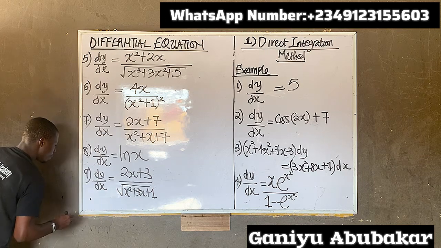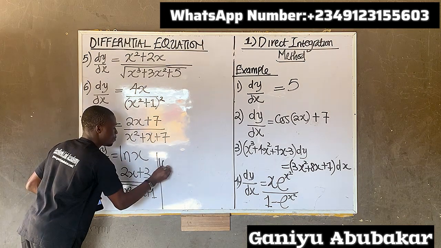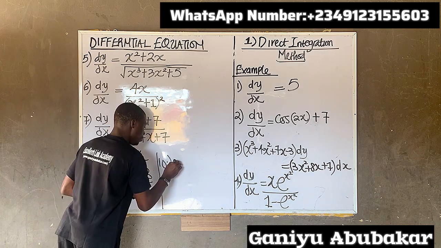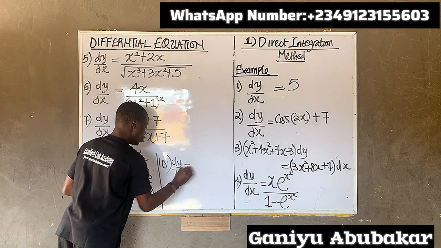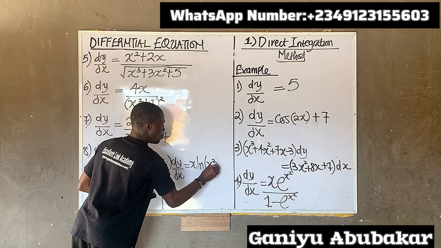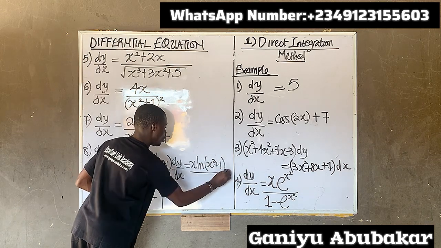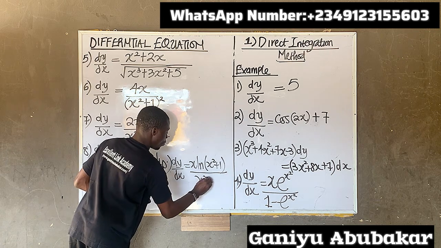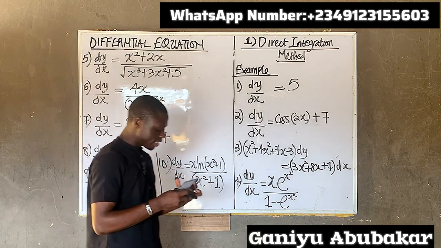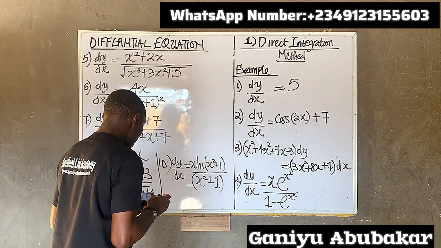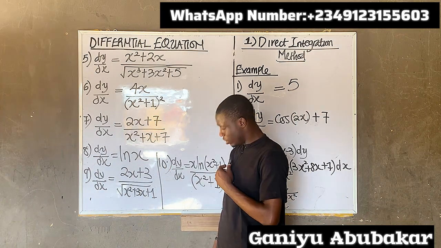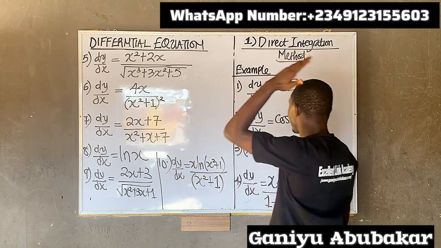Finally, number 10. This one says, I have dy over dx is equal to x ln of x squared plus 1 all over x squared plus 1. All right. These are the examples we are going to be carrying out in the study of direct integration method, one to 10.